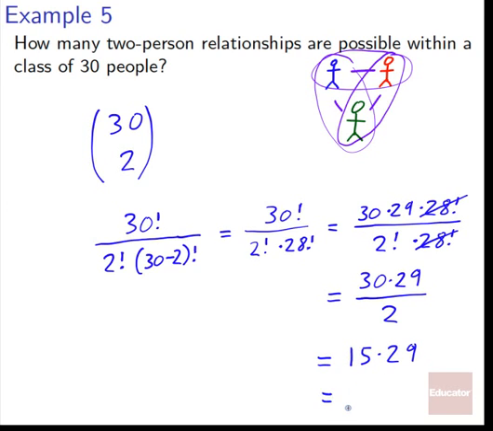15 times 29 comes out to 435 different possible relationships between the people in this class, which is, once again, a fairly large number for not that many people. Only 30 people in a classroom give us 435 different two-person connections. It's 435 different possible relationships you can examine, which is a really large number that grows very quickly.